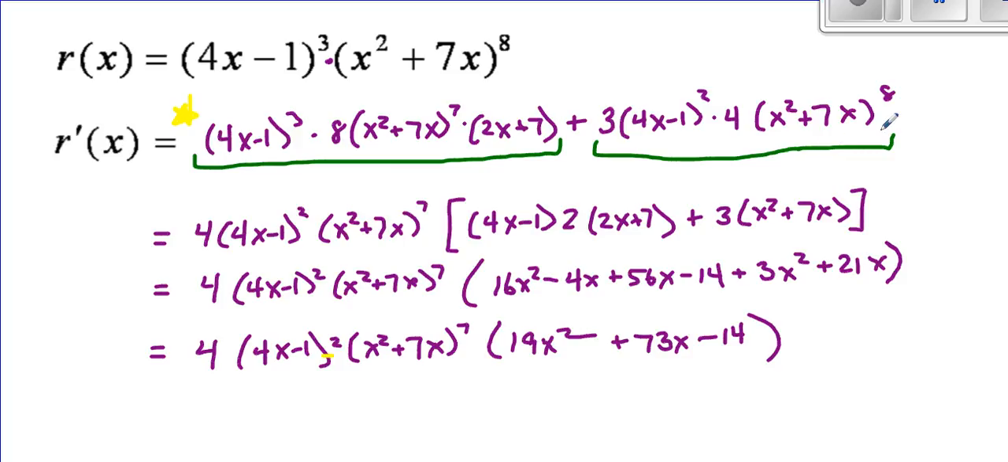One way to check it would be to enter your answer and the back of the book's answer in your calculator for like y1 and y2 and look at the table and make sure you have the same values. So that would be one way to check that you have the correct answer. All right, so with that, you have the information you need to do your next assignment.